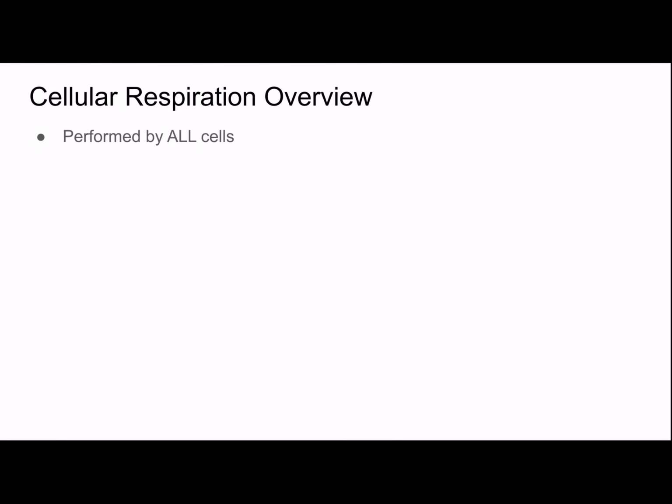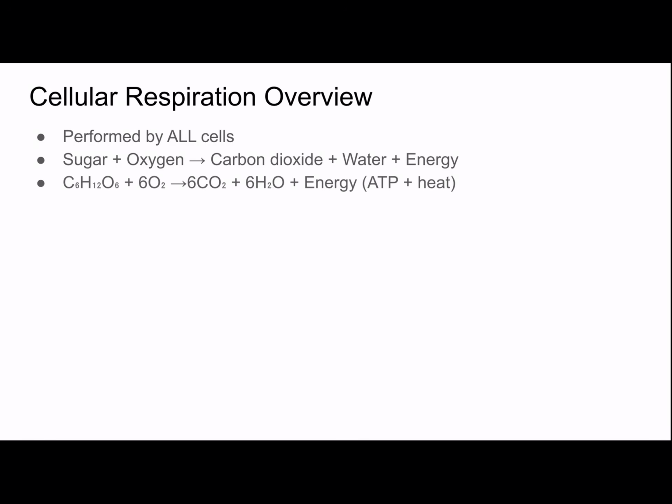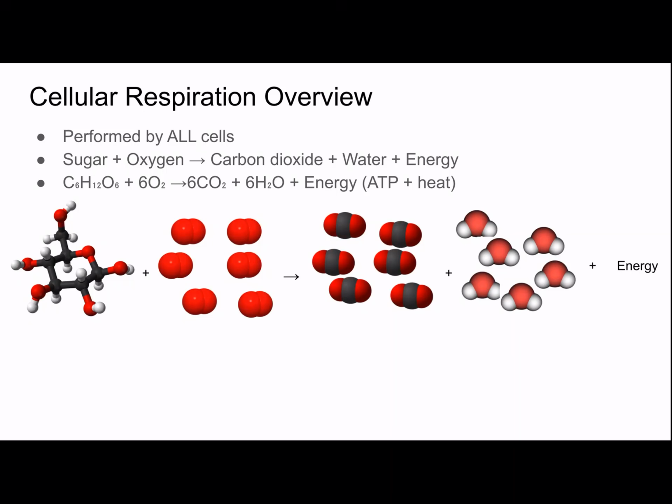Cellular respiration occurs in all cells, including eukaryotes and prokaryotes. Here is the overview equation for it. We have sugar and oxygen yielding carbon dioxide, water, and energy. And here is that equation using the formulas for all the compounds. I like this picture because you can see how all the atoms will be rearranged from sugar and oxygen in order to yield energy.